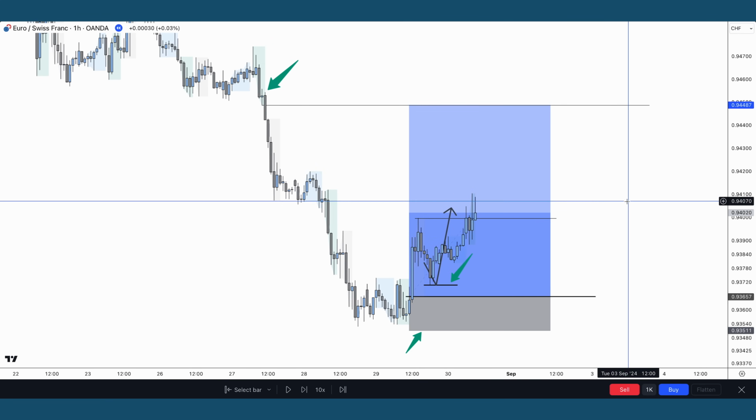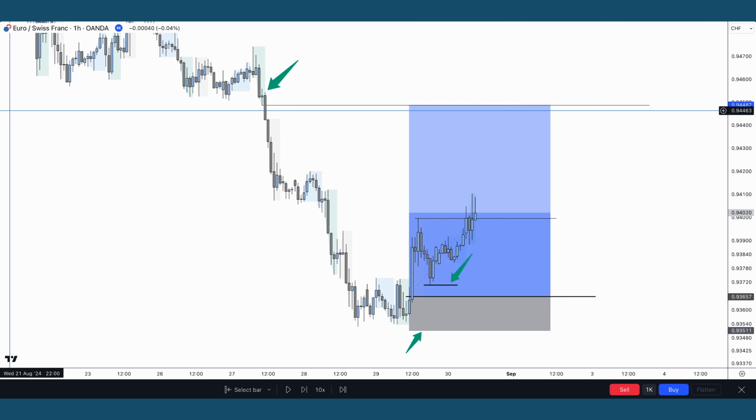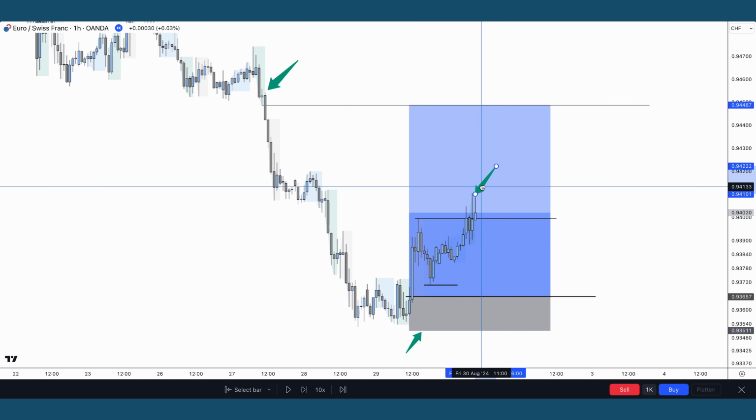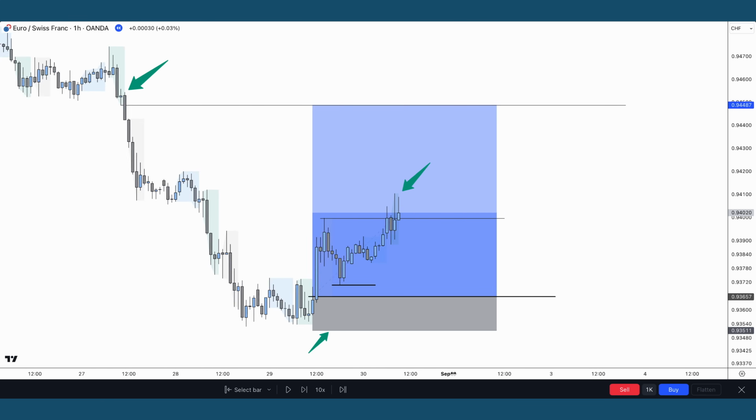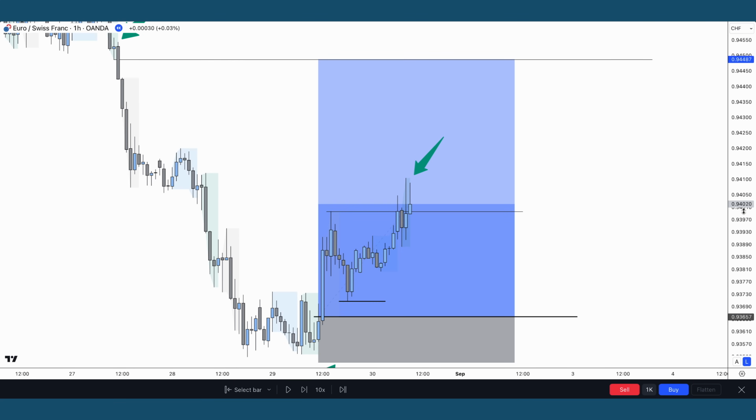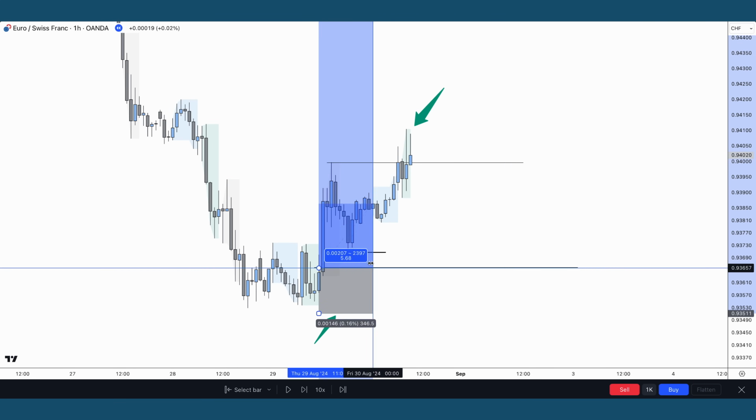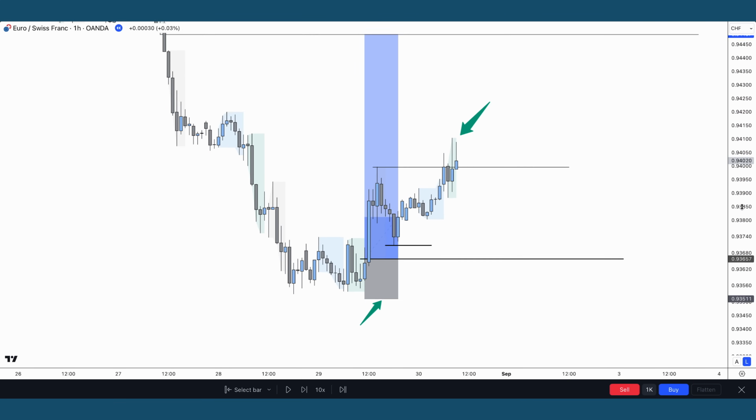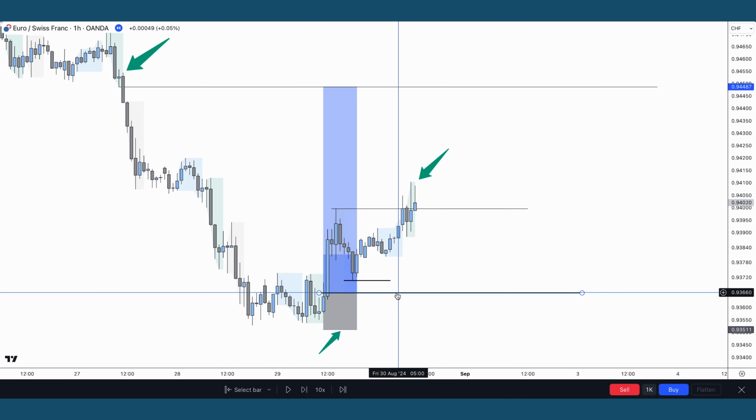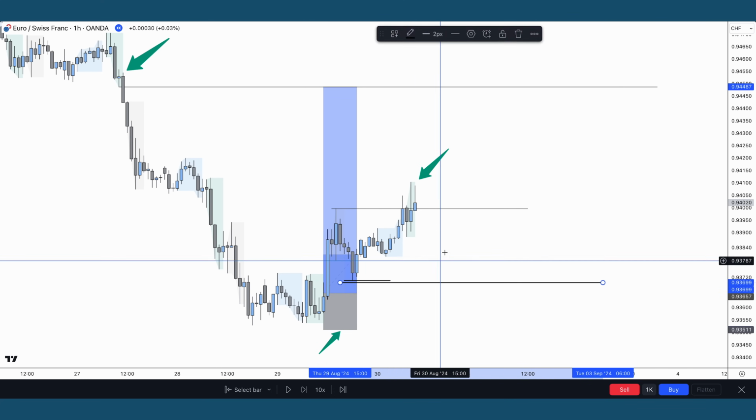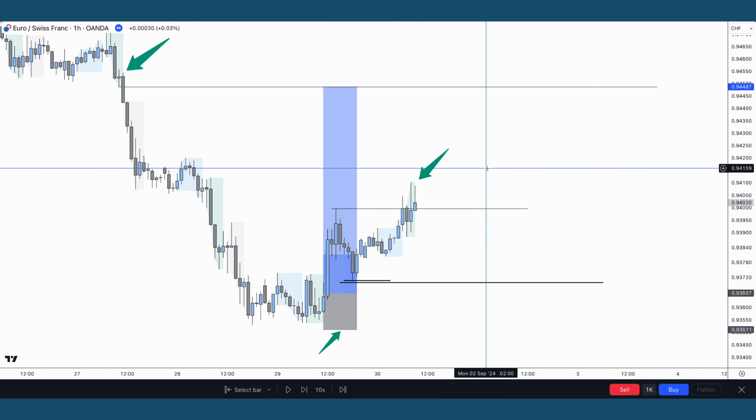So with some more significant closures above this high, we've now validated that this level here is a new high in the price move. So what we can do at this point is actually trail the stop higher. So this being our stop loss could now be dragged up to underneath the previous structural low.